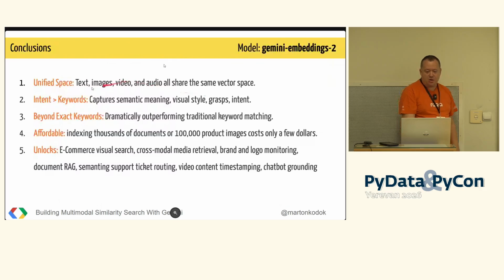And conclusions, so unified space, I mentioned this, it captures intent beyond exact keywords, affordable, and unlocks e-commerce visual search. You have already seen this. Cross-model media retrieval, you already seen this. Brand and logo monitoring. Suppose you want to check REA on, I don't know, user input image. If you put the input of this image, it will return you similar items. And if it's a match, you found the item.